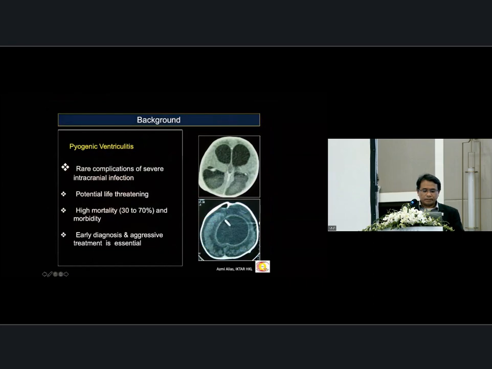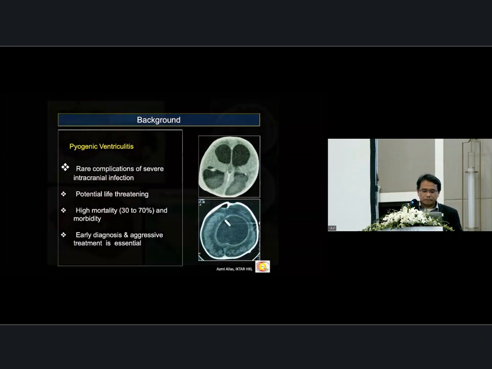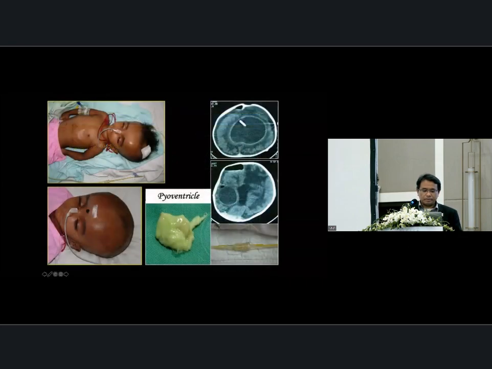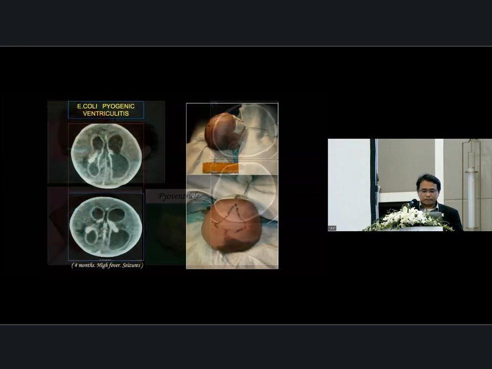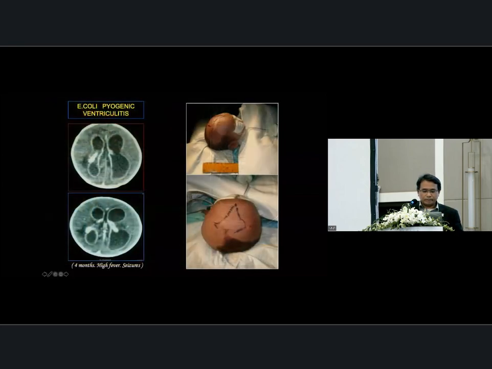If you look at the literature, pyogenic ventriculitis is a rare complication of severe intracranial infection. It's potentially life-threatening. The mortality can be very high. Therefore, early diagnosis and aggressive treatment is essential. We have a case like this. Eventually, the child died. Because of the pus, we did a craniotomy to take out the pus, but the child never woke up after that. In another case of pyogenic ventriculitis, we used endoscopic lavage to clear it.